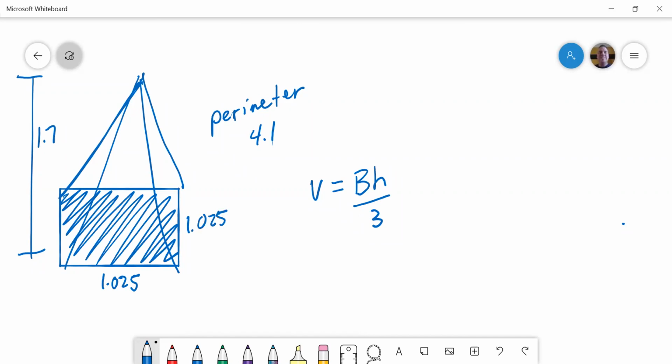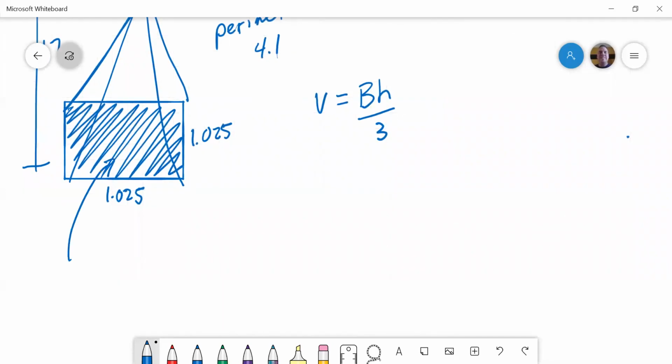That's important because it helps us find the base area. To find the base area, remember, this is a square, so it's length times width. I'm just going to do 1.025 times 1.025.